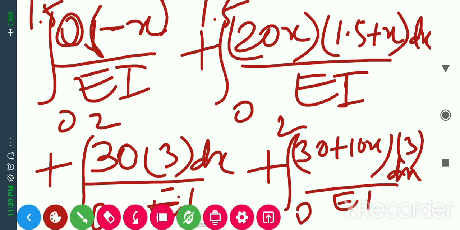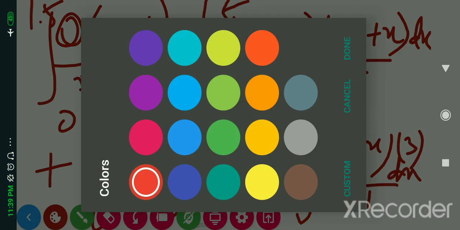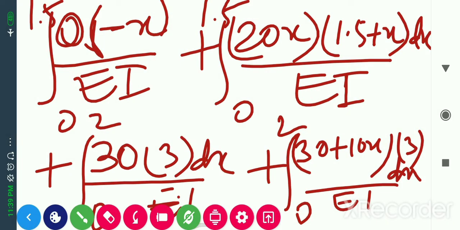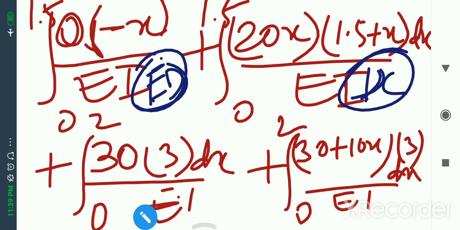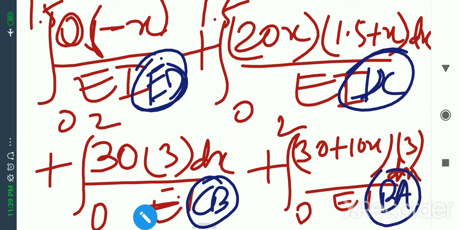So we can see that this part of integration was for ED, this integration was for DC, this part of integration was for CB, and this part of integration was for BA. We can separately integrate them and then add the values to get the final value of delta V.